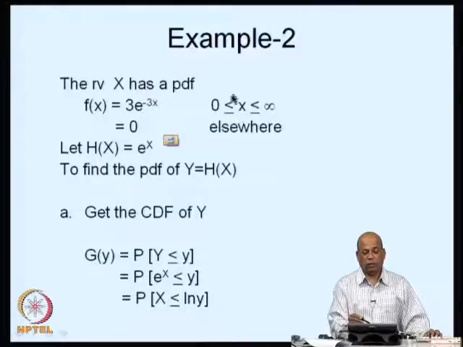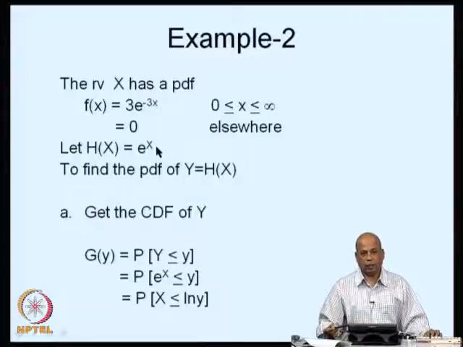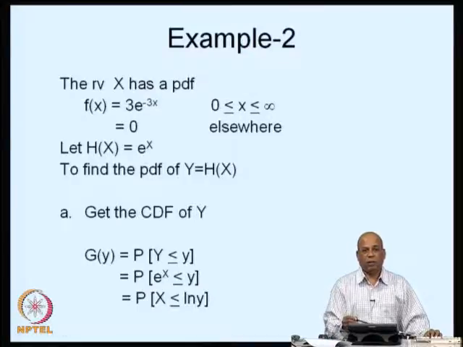Here x is positive. So, h of x is equal to e to the power x, and we are interested in getting the PDF of y is equal to h of x. First, as we did in the previous example, we obtain the CDF of y by identifying the event y less than or equal to y, the equivalent event in the range space of x.